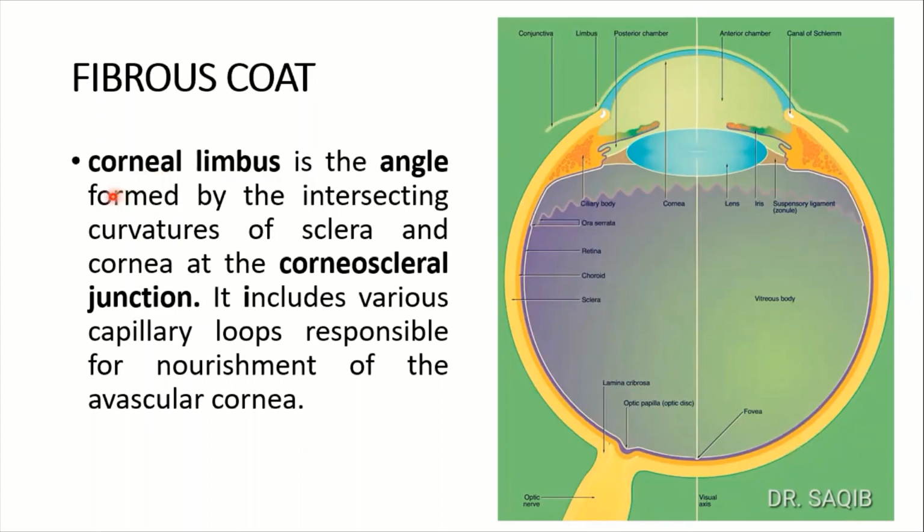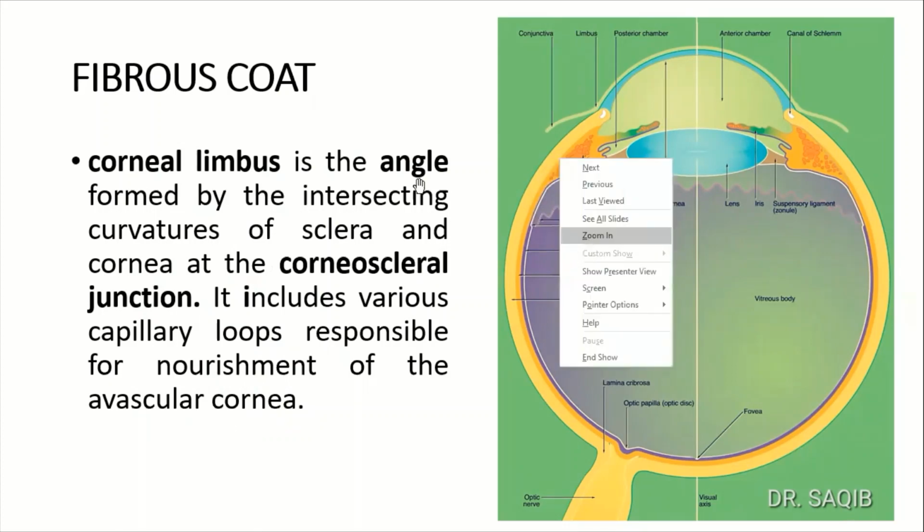So one other word for you, corneal limbus. This is the angle. This is the limbus, and I will enlarge it very soon. This is the angle formed by the intersecting curvatures of the sclera and cornea at the corneoscleral junction. It includes various capillary loops responsible for nourishment of the avascular cornea. So I told you this is the point where the cornea derives its blood supply from.